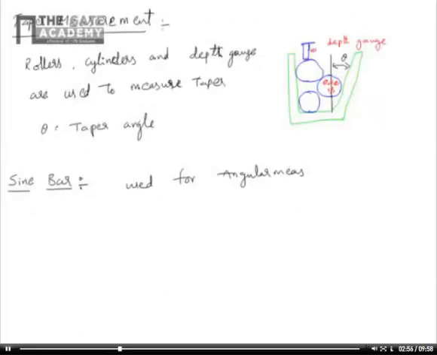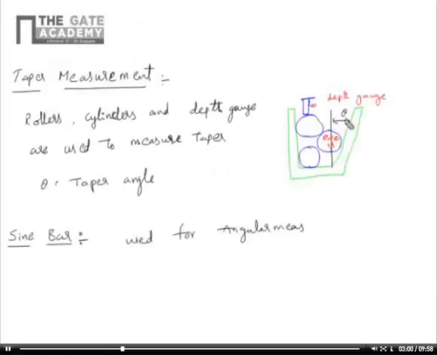Next is taper measurement. Taper is the angle shown in the diagram as theta. Rollers, cylinders and depth gauge are used to measure taper. If there is any inclination on a cylindrical component, we need to measure the taper.